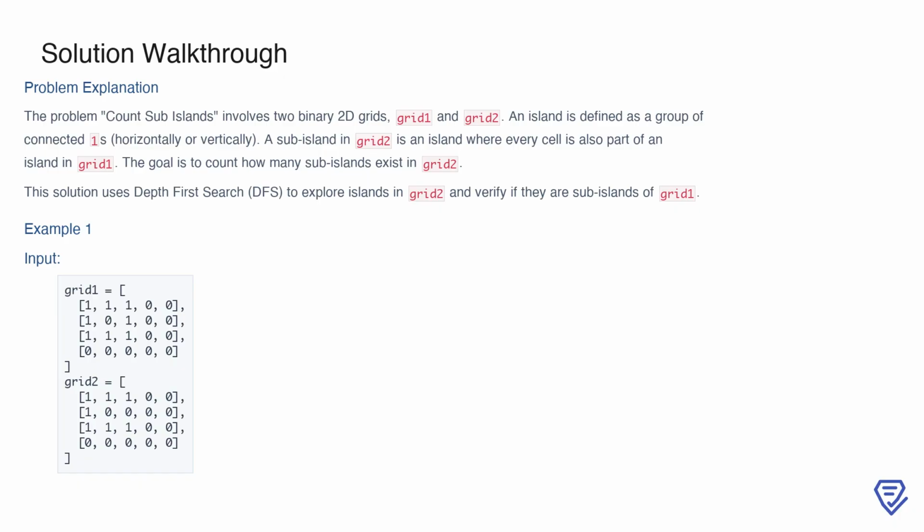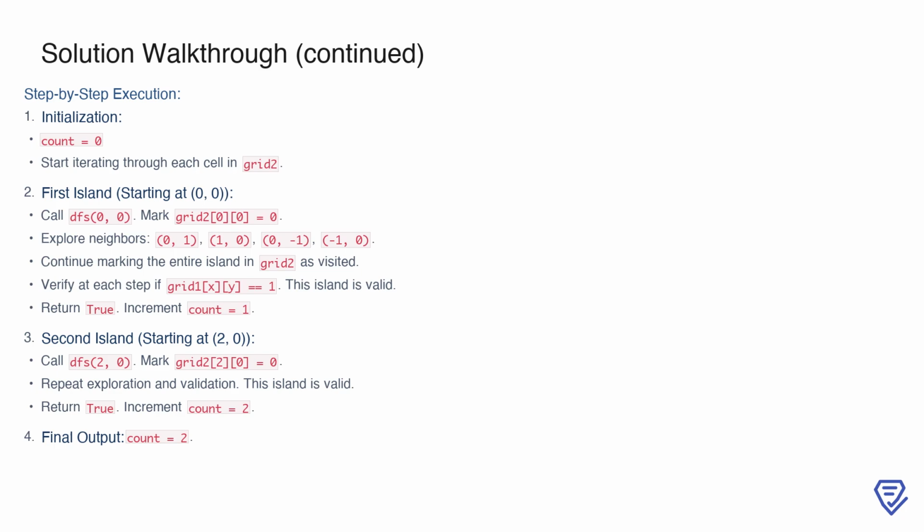For example, in the given grids, we can see that grid 1 and grid 2 both contain islands, and our goal is to count how many of those in grid 2 are subislands of grid 1. By marking cells as visited and comparing them step by step, we can determine their validity one island at a time. To begin, we initialize a variable count to 0, which will keep track of the number of valid subislands.